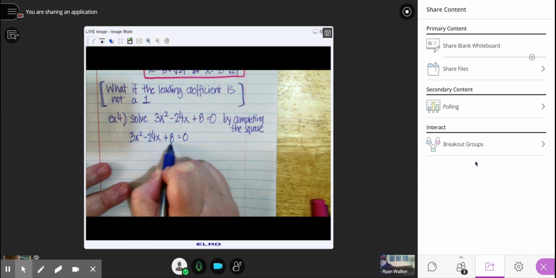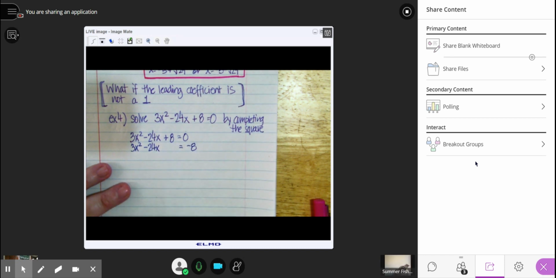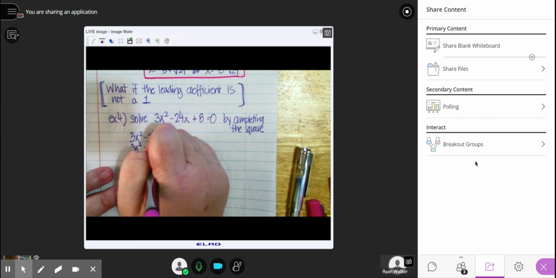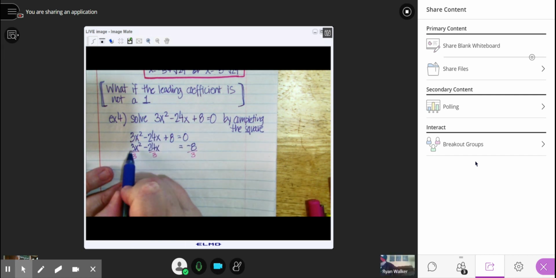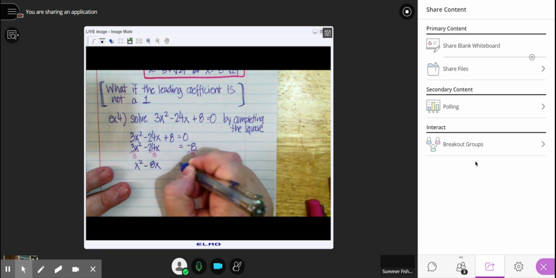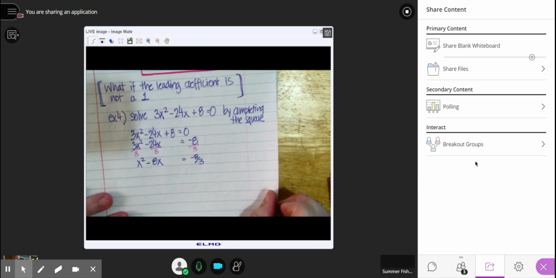Yep, you want to subtract 8 over from both sides first. We don't want to take out a 3x, but we do want to divide everything by a 3. Because if I eliminate that coefficient, right?